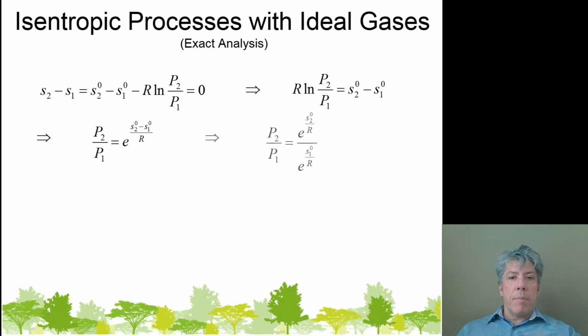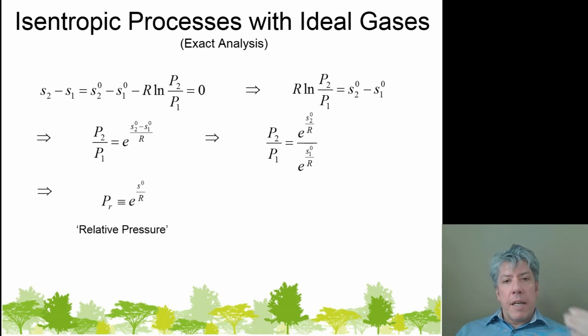Now, it's a little bit inconvenient to have it this way because we have to look up the S naughts and we have to hit e on our calculator. The rules of exponents tell you that this e to the (S naught 2 minus S naught 1) over R can be broken up into two parts, right? One that's in the numerator and one that's in the denominator. And so that's what's been done next.